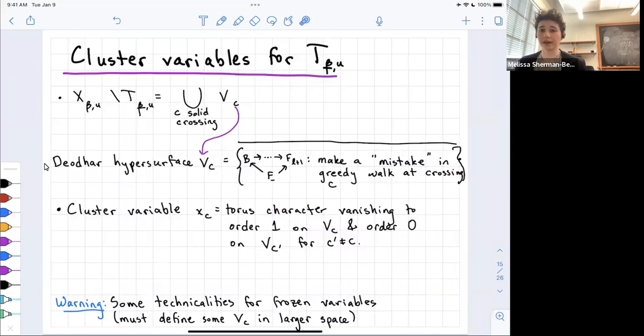All right, I will keep going. So that's the geometric stuff. So we have all of these tori. We've got some pretty natural characters on those tori. Those will be our cluster variables.